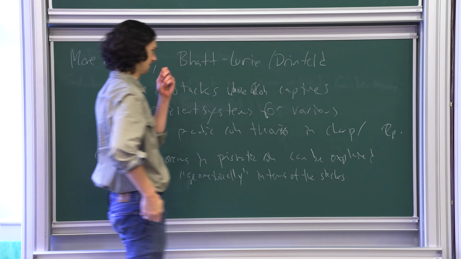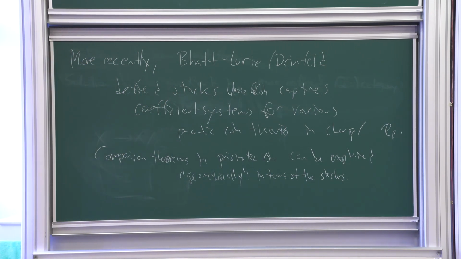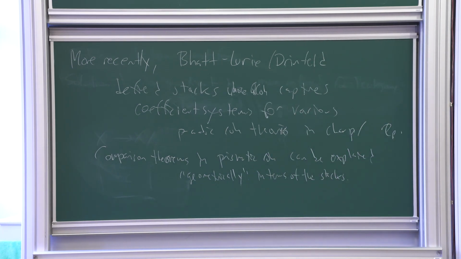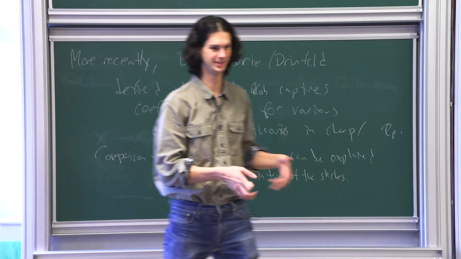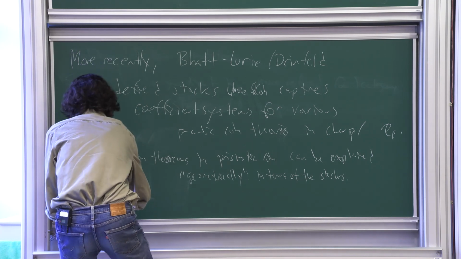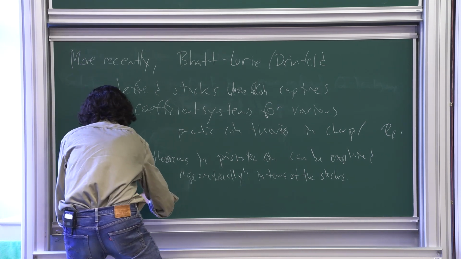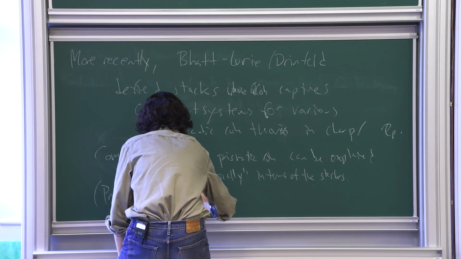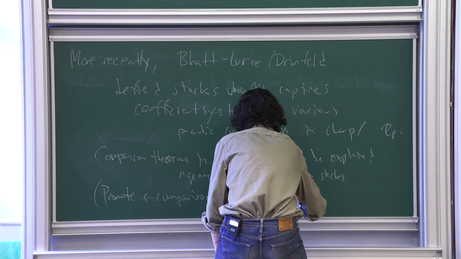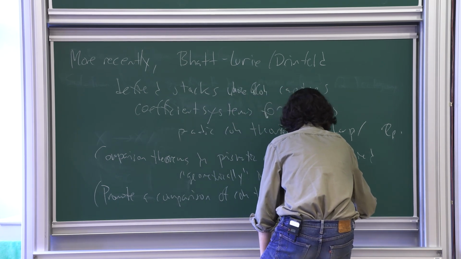Maybe the better way to say it is that a priori these comparison theorems are about comparing linear algebra, like vector spaces. But it turns out there's a more fundamental explanation, which is that you just have an isomorphism of stacks. And then passing to quasi-coherent sheaves and looking at functoriality, you deduce comparisons of cohomology theories. So you promote a comparison of cohomology theories to an isomorphism of stacks.